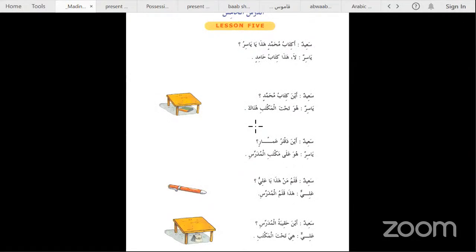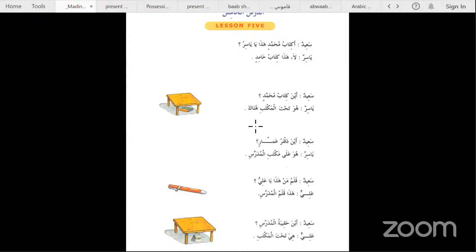Next one. Saeed: Aina daftaru Ammarin. Where is Ammar's notebook? Correct. Yasir: Huwa ala maktabil mudarrisi. Excellent. It is on top of the desk, the teacher's desk.